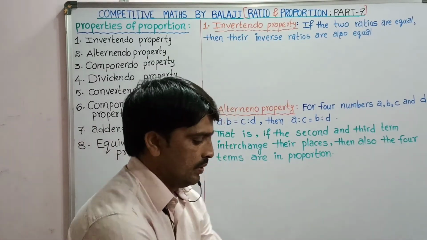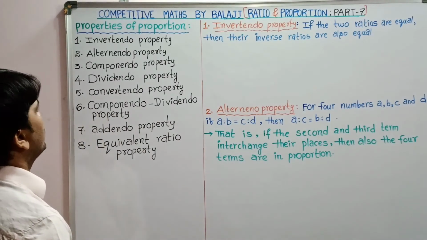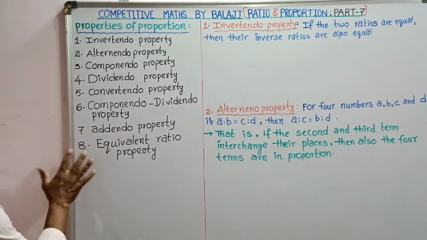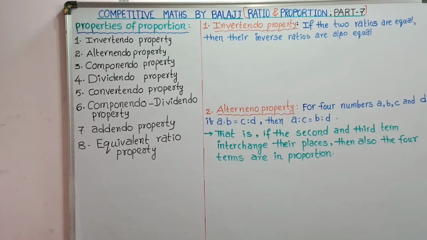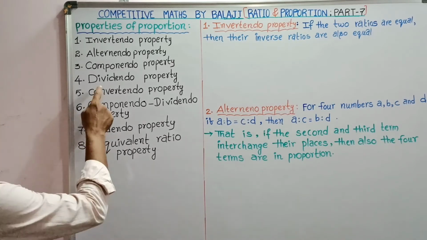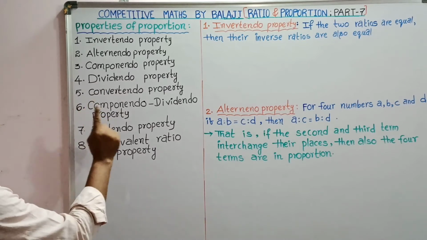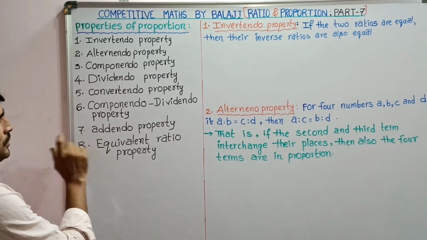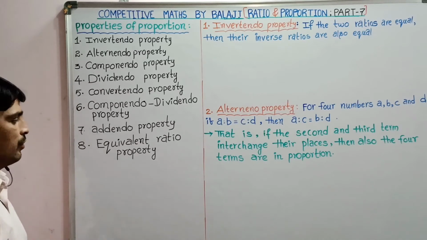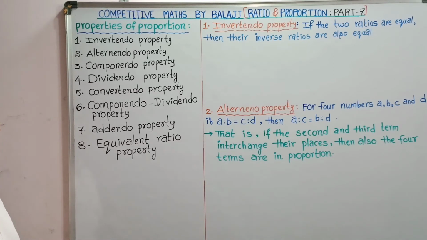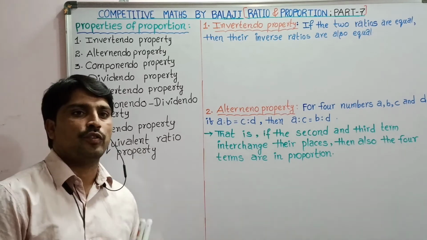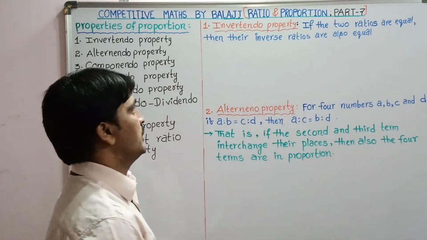Next, a new topic: properties of proportion. Properties of proportion are 8 types. First one invertendo, second one alternando property, componendo property, dividendo property, convertendo property. Sixth one componendo dividendo property, seventh one addendo property, eighth one equivalent ratio property. Let us see the definitions and proofs and examples.